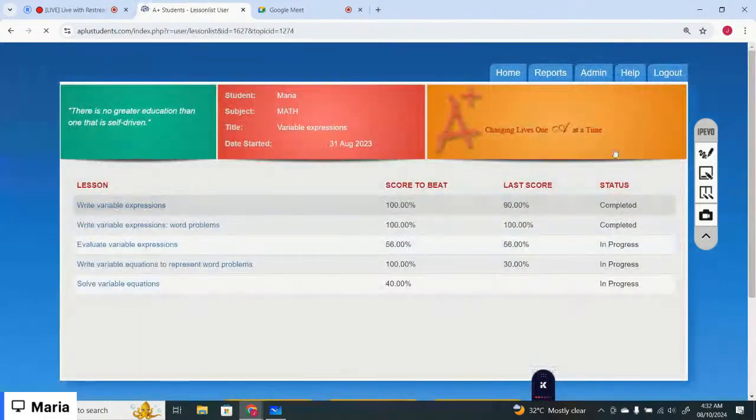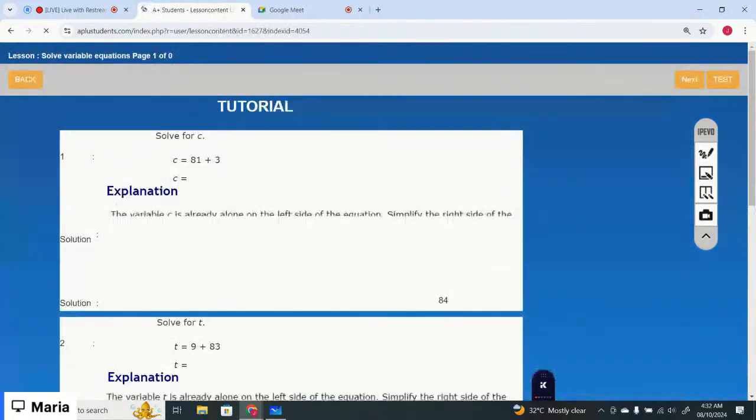And the next lesson is solve variable equations. Solve for c. You are given c equals 81 plus 3. So variable c is already isolated, right? Isolated means c is on one side and numbers are on the other side. So you can simply add 81 plus 3. So 81 plus 3 is 84. The correct option is 84.